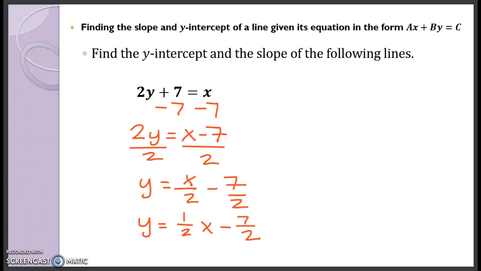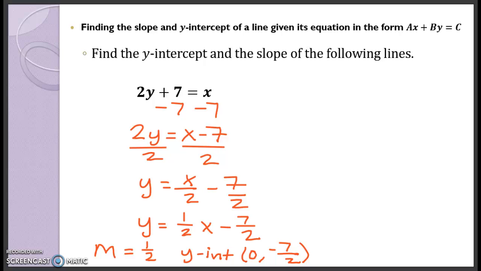All right, so what is m? M is the number before the x, or the slope. Okay, m is 1/2 here, and what is our y-intercept? Well, our y-intercept is going to be at 0, b, which in this case, remember that minus sign means we have a -7/2 as our b. All right, so that is finding the slope and the y-intercept of a line given its equation in ax plus by equals c.